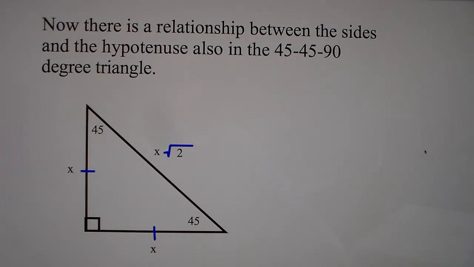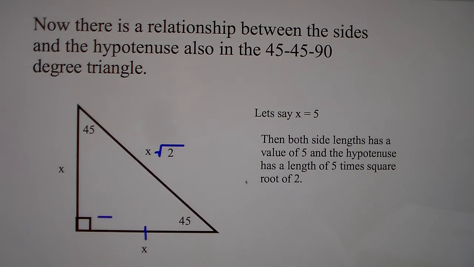Now, there's also a relationship between the sides and the hypotenuse in the 45, 45, 90 degree triangle. The hypotenuse length is always going to be a little bit longer than the side lengths. If the side length is x, the hypotenuse is x times square root of 2. So no matter what the value is on this side length, to find the hypotenuse, all you got to do is take that side length and multiply it by square root of 2.